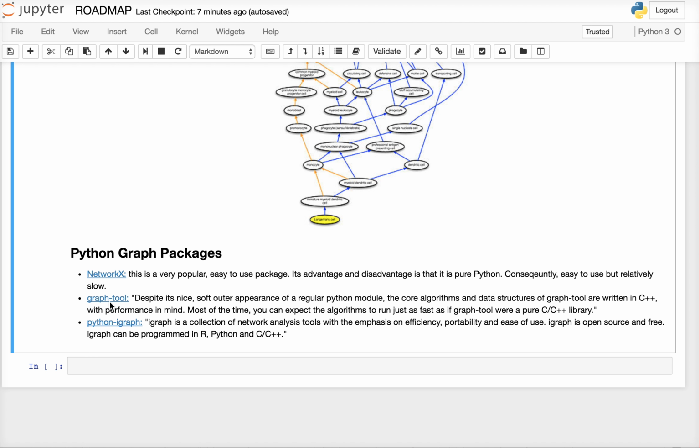There are a variety of graph tools available in Python. We're going to use NetworkX, which is a pure Python package. If you're interested in more speed, GraphTool or Python iGraph might be alternatives to consider.